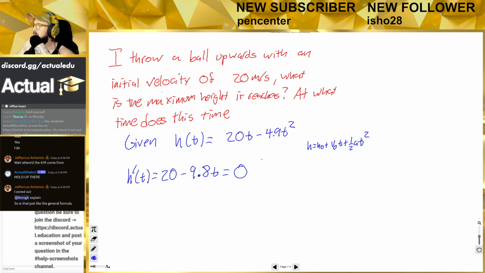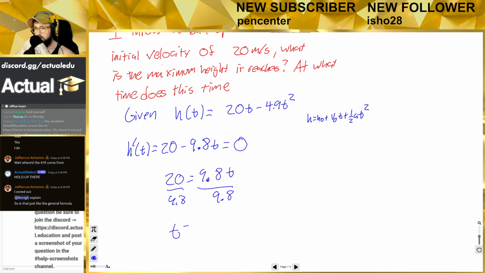Okay. All right. So if I set this equal to 0, I get 20 is equal to 9.8t, right? And then we can divide both sides by 9.8. Good. Now we know what t is equal to. So t is equal to 20 divided by 9.8. Good, exactly. Let's get what 20 divided by 9.8 is.